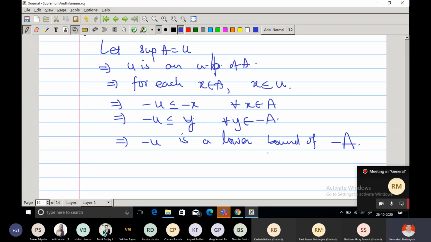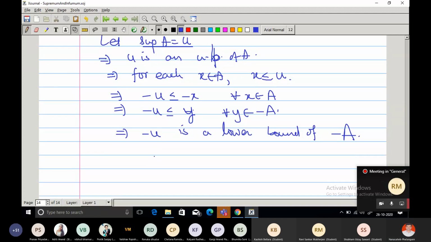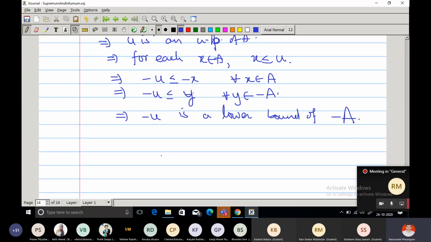Now, why is it the infimum of minus A? Basically, what is U? U is the supremum of A. Now, you want to prove that it is the infimum of minus A. What is our claim? The infimum of minus A is minus U. Once we verify this, then this is minus the supremum of A, that you can declare.